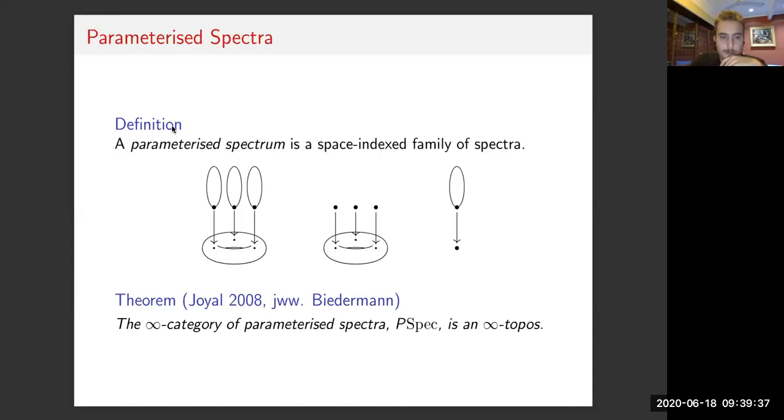We also have the category of parameterized spectra, whose objects are space-indexed families of spectra. And unfortunately, I don't really know how to draw a different picture of these, but it's the same idea. We have just some space in the base, and then over every point we have a spectrum. And then these spectra vary continuously as we move around the base. And just the same, we have a full subcategory of just the spaces and a full subcategory of the spectra. And then Joyal and Biedermann in 2008 showed that the infinity category of these is an infinity topos, so it also admits a model of homotopy type theory.